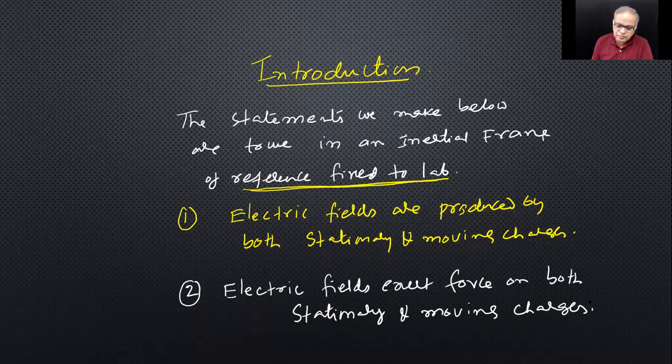Electric fields are produced by both stationary and moving charges. Electric fields exert force on both stationary and moving charges. Here, we're talking about how fields are produced, and then we are saying how the fields exert force on charges.